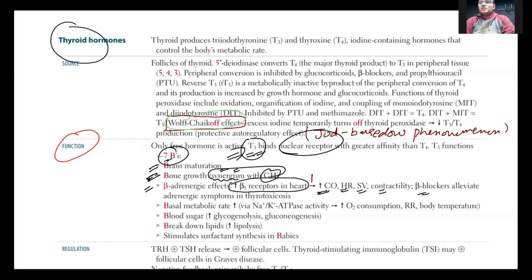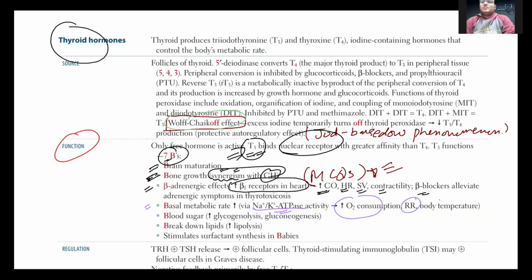This is a super high yield exam question, MCQs here. Why is a beta blocker given in thyrotoxicosis? The reason is to control beta adrenergic symptoms. Next, basal metabolic rate. T3, T4 act intracellularly and they upregulate sodium potassium ATPase activity. And sodium potassium ATPase activity increases our basal metabolic rate. So when there is an increased basal metabolic rate, the overall consumption of oxygen in our body is increased.